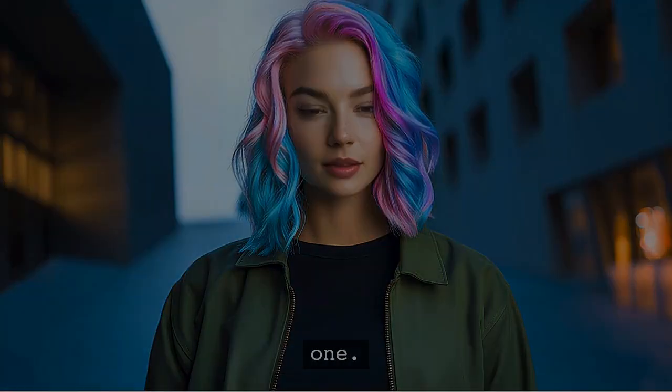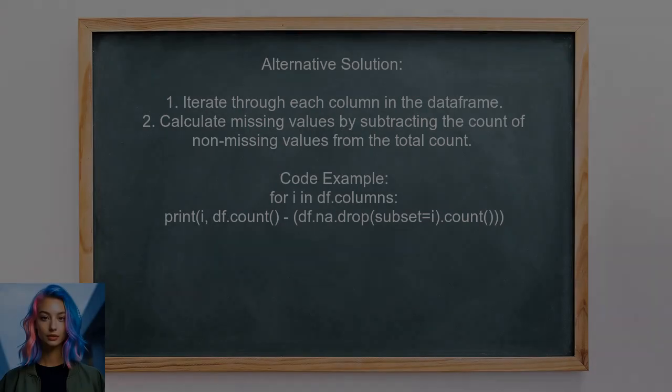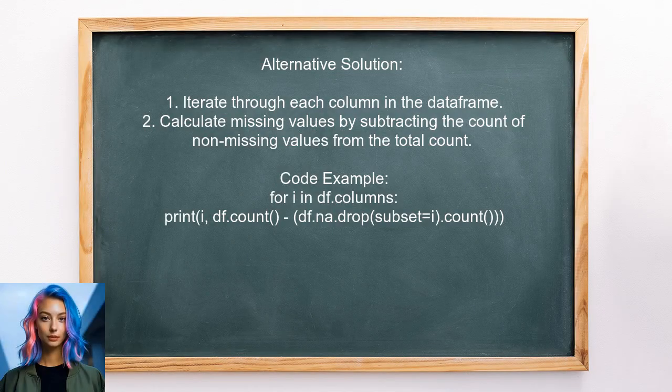Let's explore another one. An alternative approach provided by another user involves using a simple loop to count missing values in each column. They suggest iterating through the columns of the data frame and calculating the difference between the total count of rows and the count of non-missing values for each column.